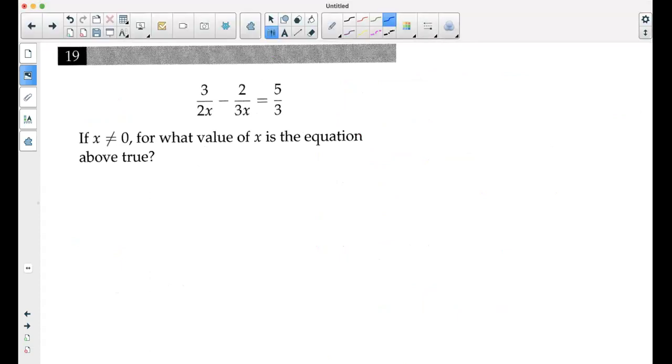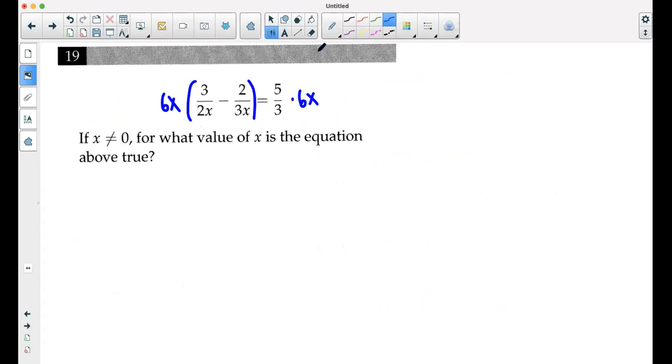So in case of number 19, what's going to be happening is, okay, so I have two fractions subtracting and get you 5 over 3. For what value of x is this equation above true? So now what I'm going to do is this. I want to get rid of denominators. A nice way is to multiply by the common denominator, which is 6x, isn't it? So I'm going to multiply this one by 6x. Multiply this one by 6x.